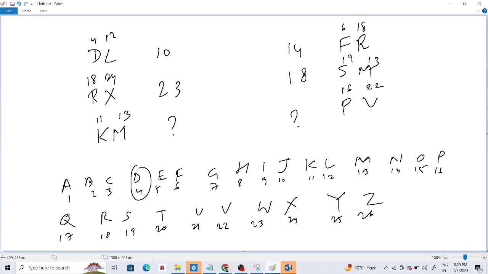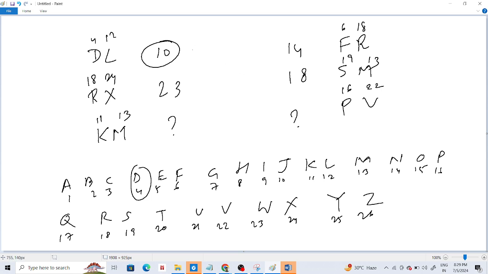So D is placed at 4, L is placed at 12, R is placed at 18, etc. Now this is where we need to find out the pattern. So say for example 10. How will I find out the relationship?